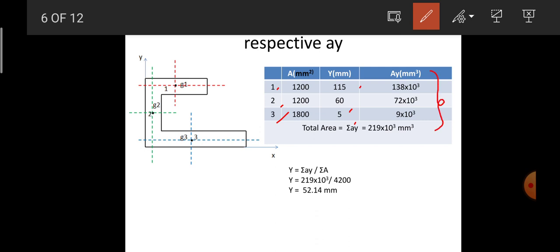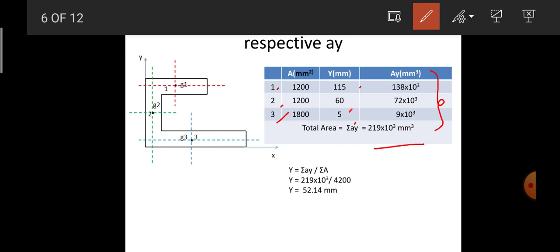So if I just multiply that, I'll get the area into y, that is product of A and y. So for the overall structure, I need to add all these three AY values for the individual rectangles, so that I'll get the overall AY for the C section as a whole. So it is nothing but sigma AY, that is 219 into 10 power 3 mm cube. So it is in terms of mm cube, because A is in terms of mm square and Y is in terms of mm. So the overall will be mm power 3.